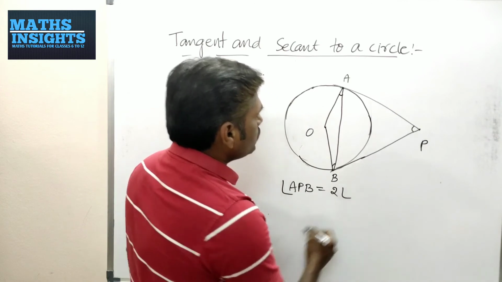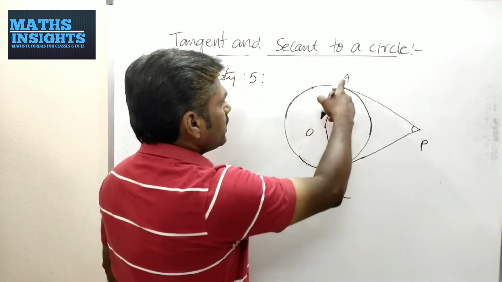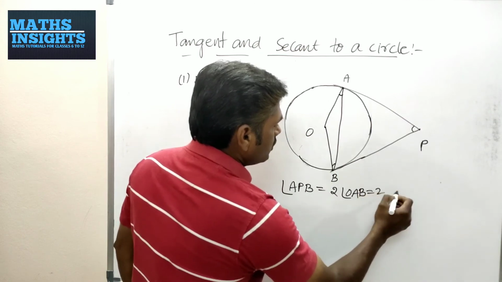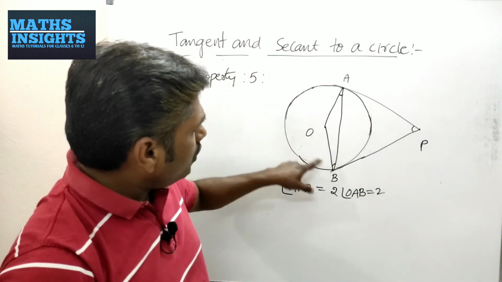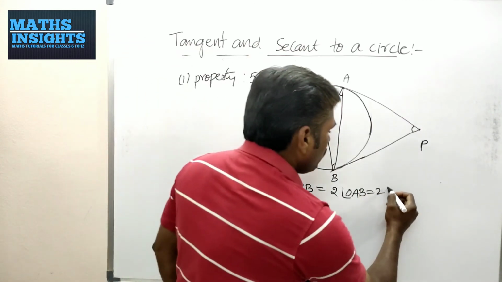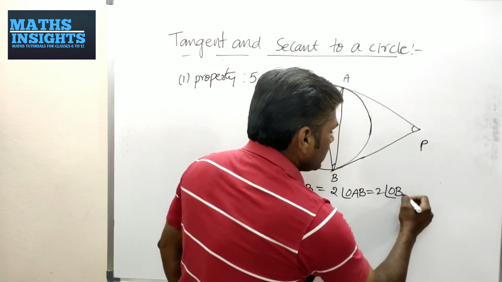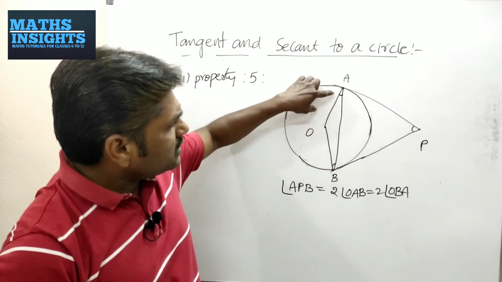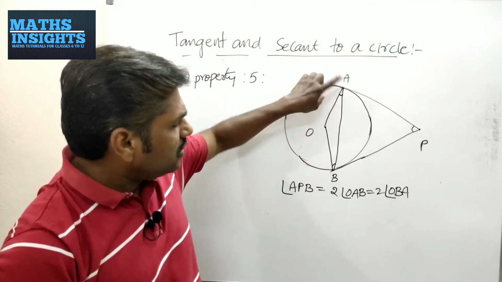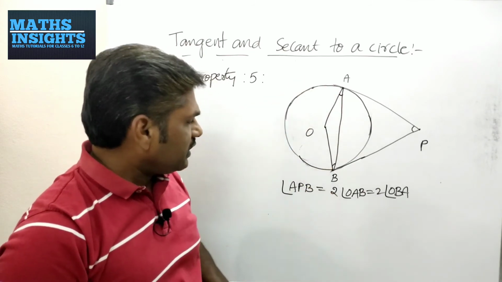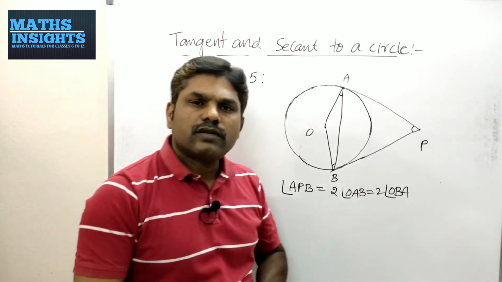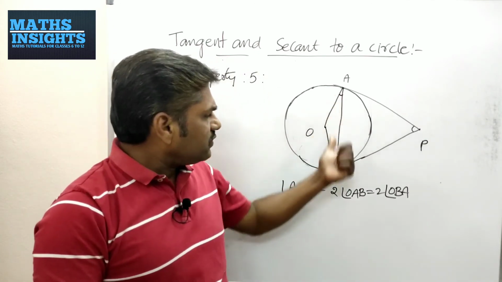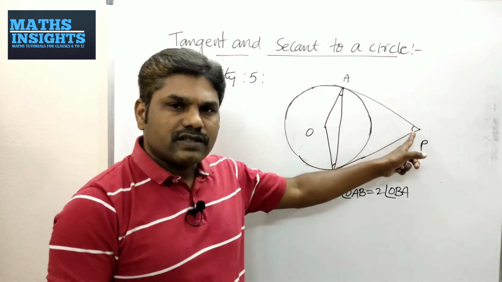Therefore, you may write 2 into angle OAB or 2 into angle OBA. Since these two are equal, you may write 2 into this angle or 2 into this angle. This is also an important property by using which you can find either of the angles, this or this.